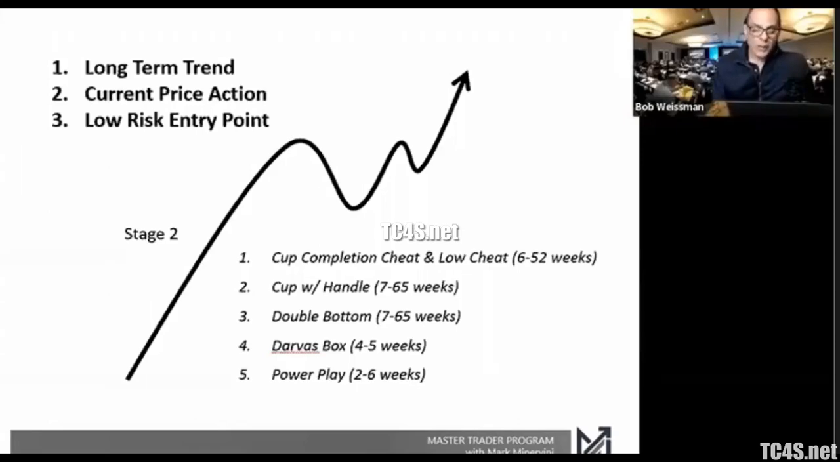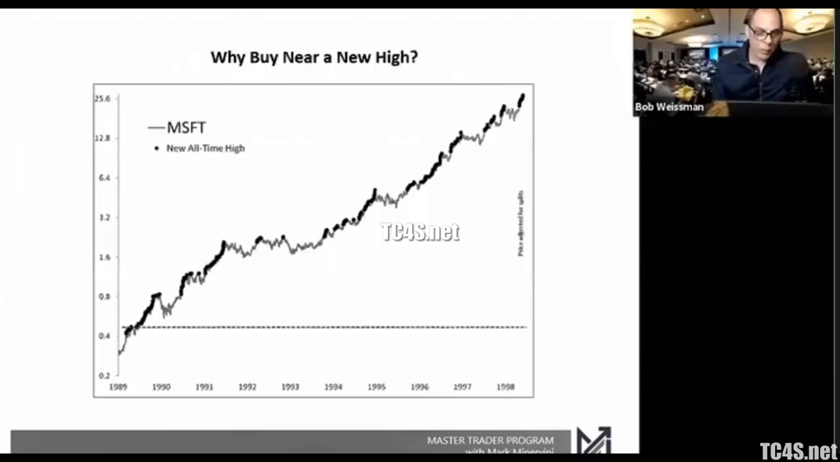So we're looking for these continuation patterns, and we're buying near new highs, usually within 20 or 25% of a new high, or even in new high ground. Dave, let's talk about some of the reasons why you would buy going into new high ground. This chart of Microsoft, these little black dots, just show each time the stock made a new high. If there's no black dot, then it's not making a new high. Obviously, it's either going down or moving sideways.